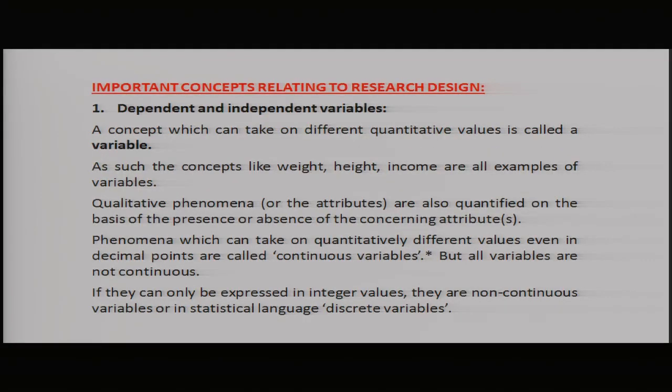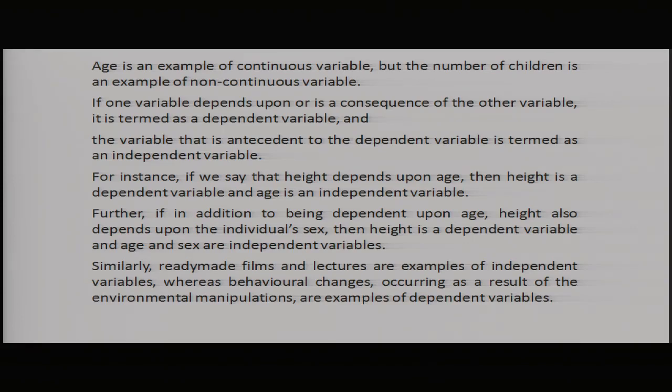Before that, we'll finish the important concepts relating to research design. We already discussed them in the previous class, even though I'll brush up on this. We had dependent, independent variables, extraneous variables, all these things we have done. Hope you remember. I'll just glance once again. A concept which can take on different quantitative values is called a variable. For example, weight, height, income are examples of variables. Qualitative phenomena or attributes are also quantified on the basis of presence or absence of the concerned attributes. Independent variables are not depending on others. Age is one example of a continuous variable, but the number of children is an example of a non-continuous variable.